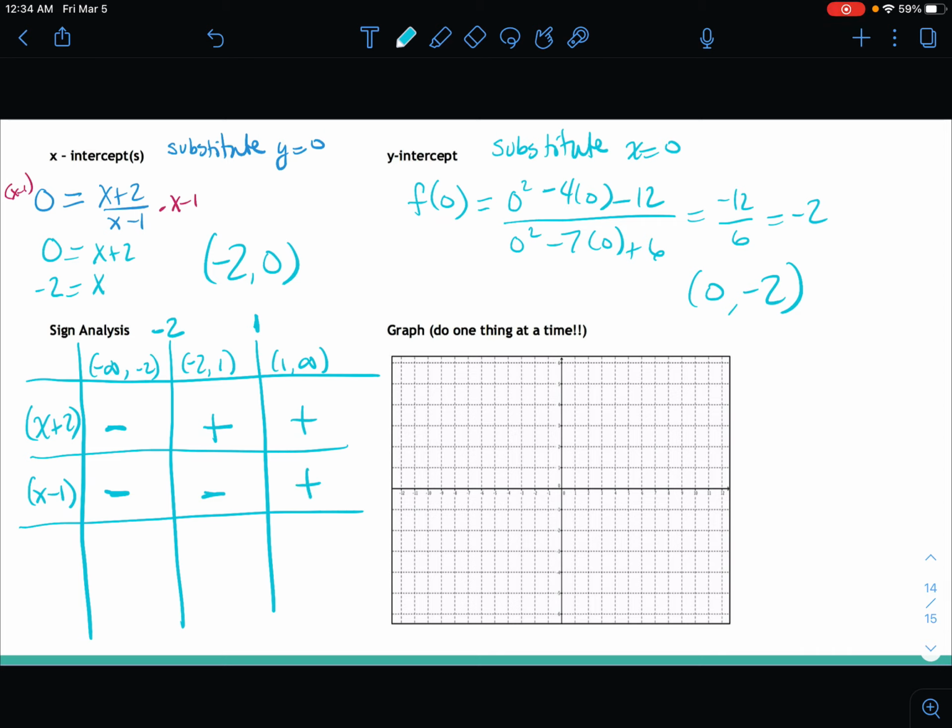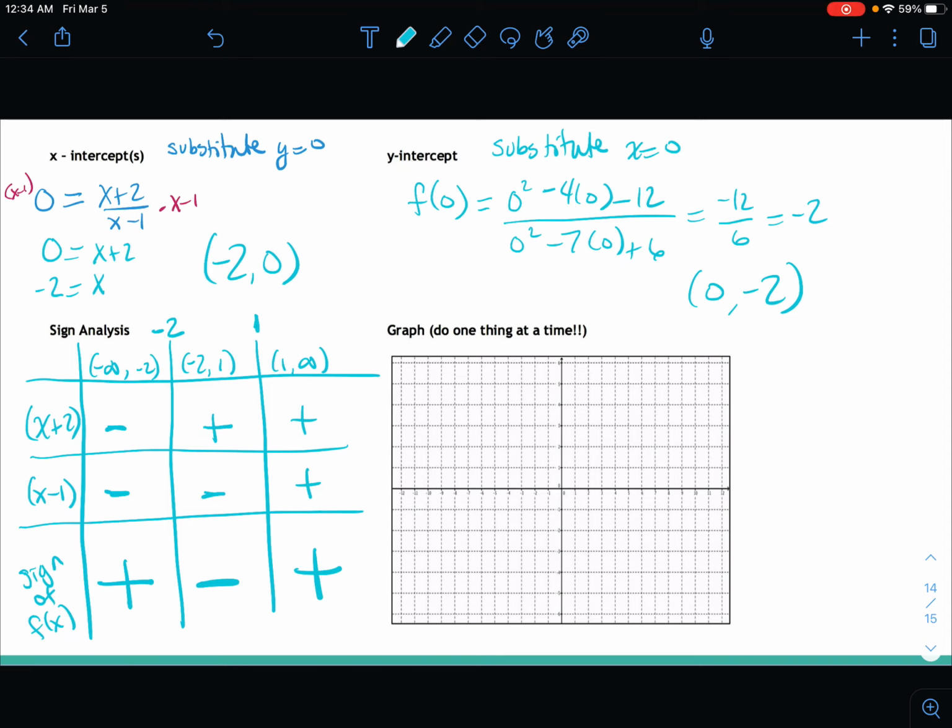So now this is going to be the sign of f of x. So multiplying or dividing, you're going to have the same sign analysis. So this is positive, negative, and positive. Okay, so those are your intervals.